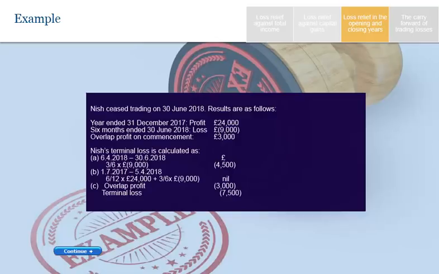For the purposes of other loss reliefs, which are available, the loss for 2018-19 would be the £9,000 for the period, 6-month period ended 30th of June, plus the overlap, so that would be 12,000. But obviously losses can't be used twice, so any correction would need to be made depending on the order of the claims.